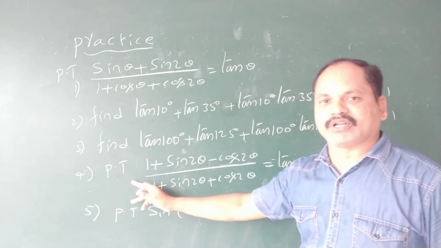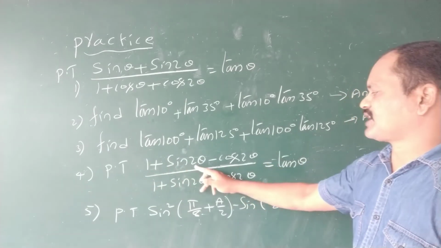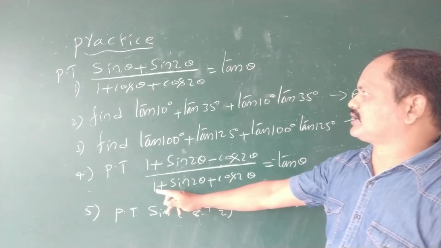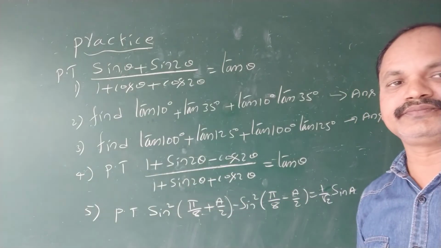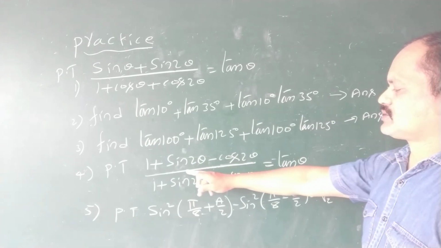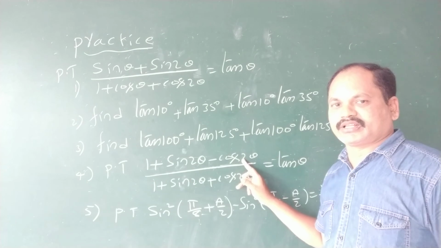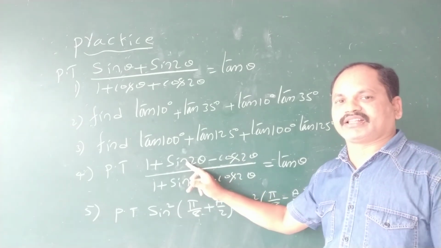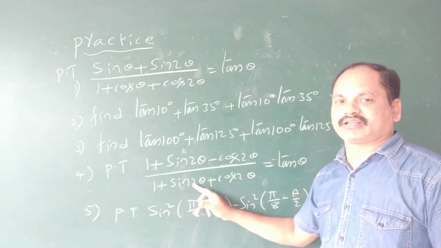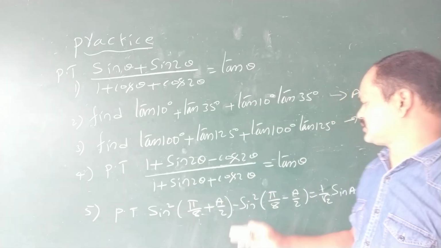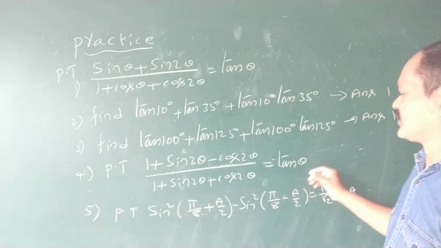Again, prove this question. So this is also the same process. From multiple angles, 1 plus sine 2 theta minus cos 2 theta, over 1 plus sine 2 theta plus cos 2 theta. Now from this, we have to take 1 minus cos 2 theta, that is 2 sine square theta. Sine 2 theta is 2 sine theta cos theta. 1 plus cos 2 theta is 2 cos square theta. Now take common sine theta from both the numerator and denominator. So the remaining gets cancelled. We get tan theta.